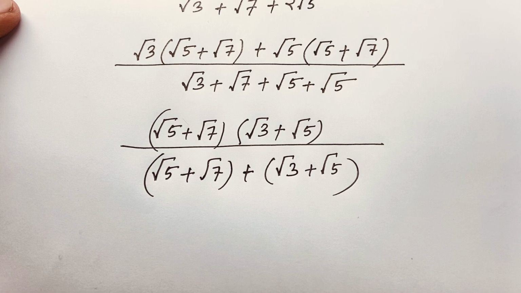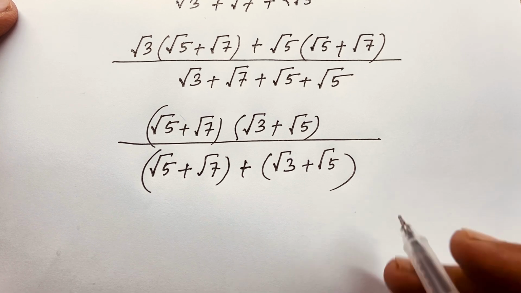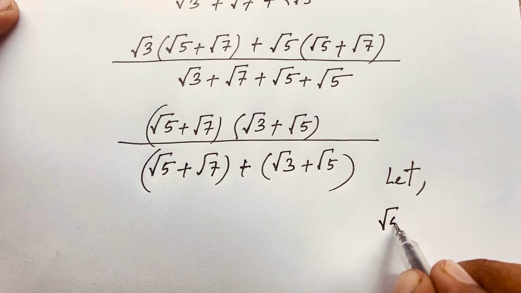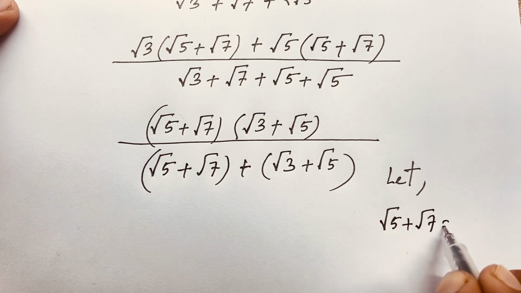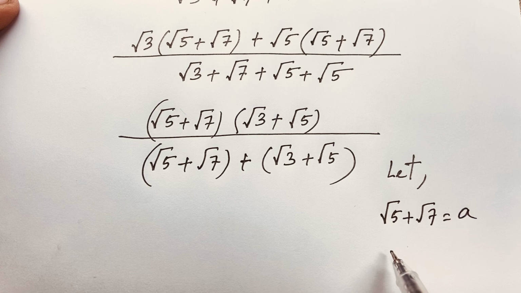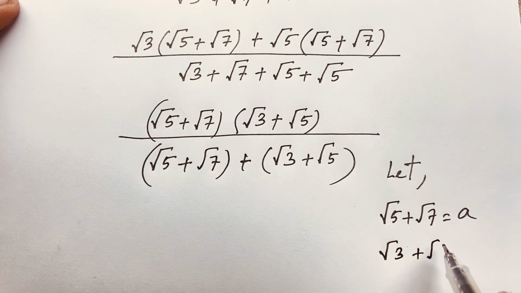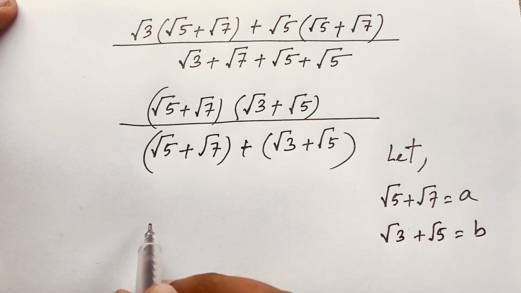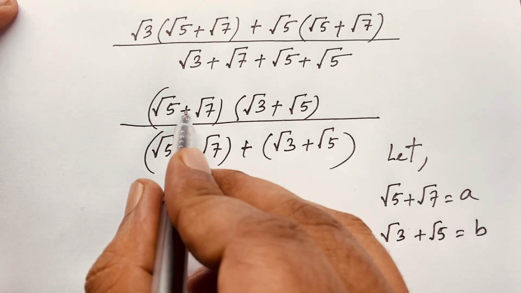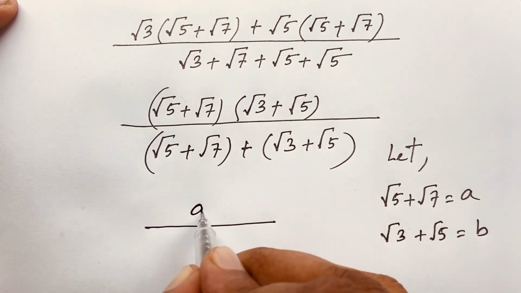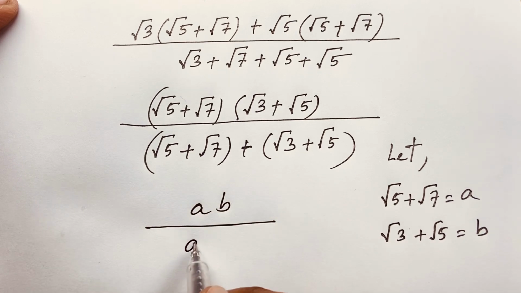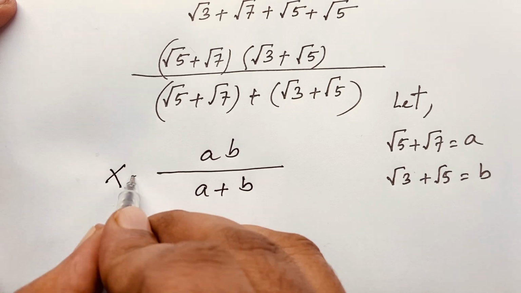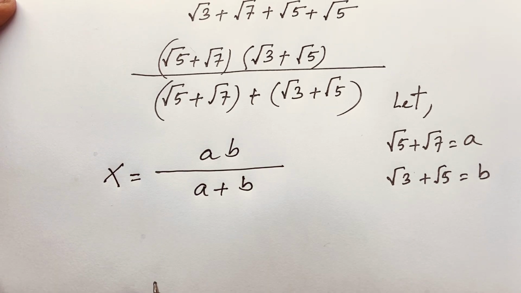Now at this moment let square root 5 plus square root 7 be a, and square root 3 plus square root 5 be b. So I can see easily here it will be a and b, so ab over a plus b. Now let x be equal to this value. Our target: what is the value of x?